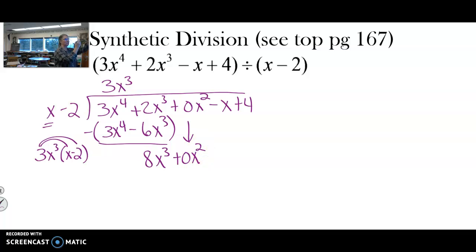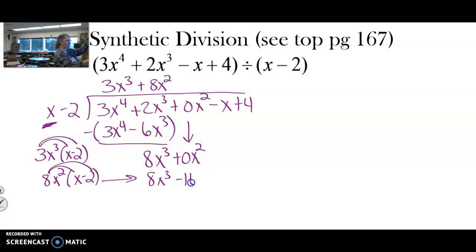And then you look again at this x and 8x cubed. You have to multiply by 8x squared to get 8x cubed. So I'm going to take 8x squared, multiply it by x minus 2, and I'm going to write that down right here. So 8x squared times x is 8x cubed, and then minus 16x squared. And subtract. You're subtracting both of these terms. So 0x squared minus a negative 16x squared is going to be positive 16x squared. And then, of course, 8x cubed minus 8x cubed is 0, which is why we picked 8x squared. So that first term always has to drop out.